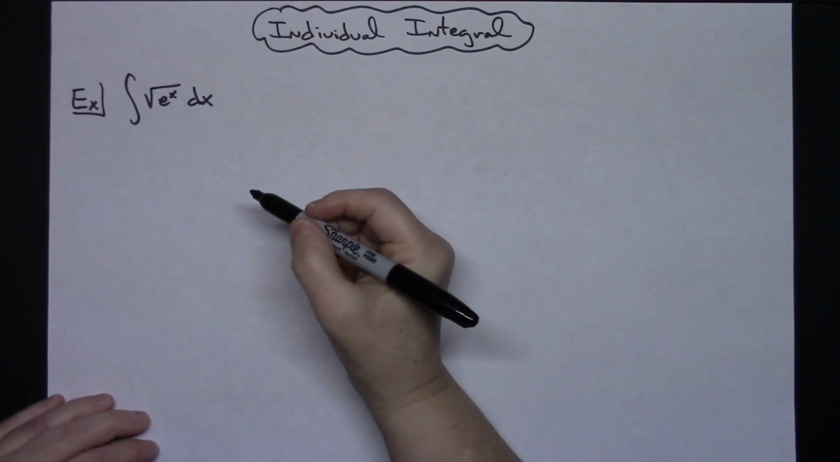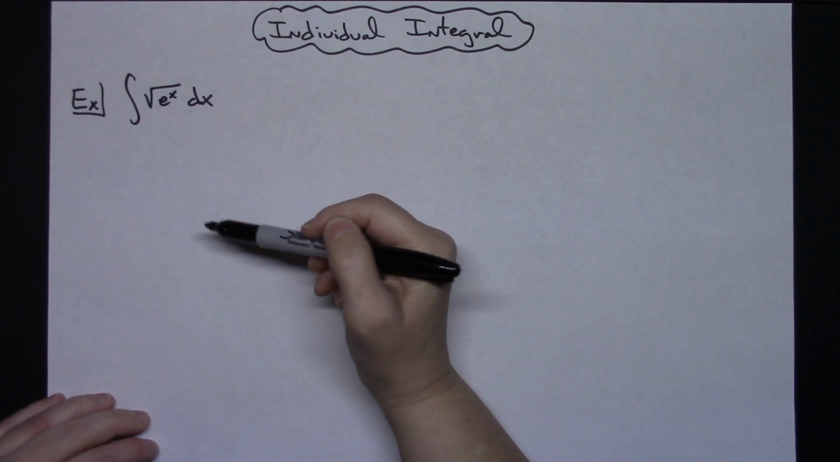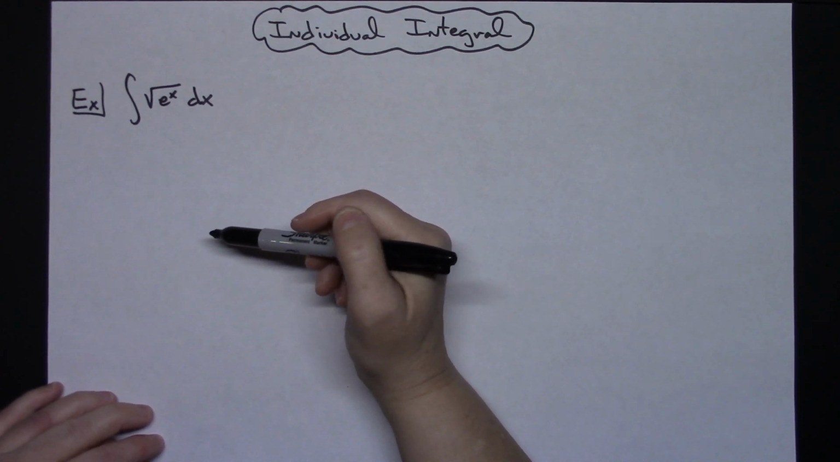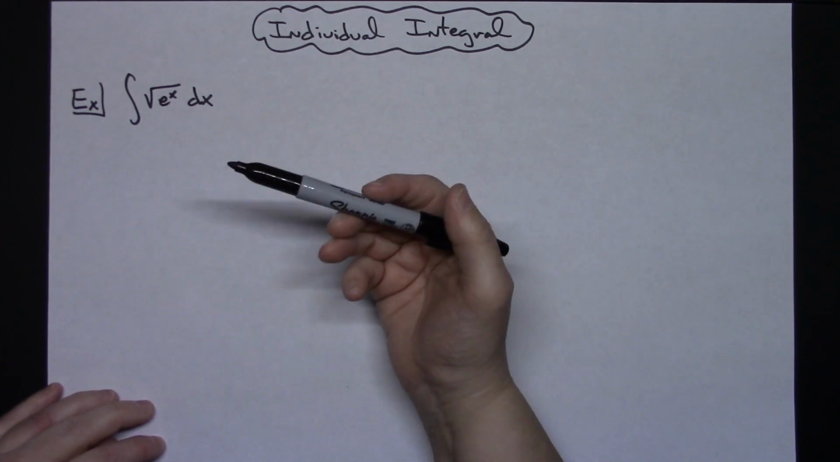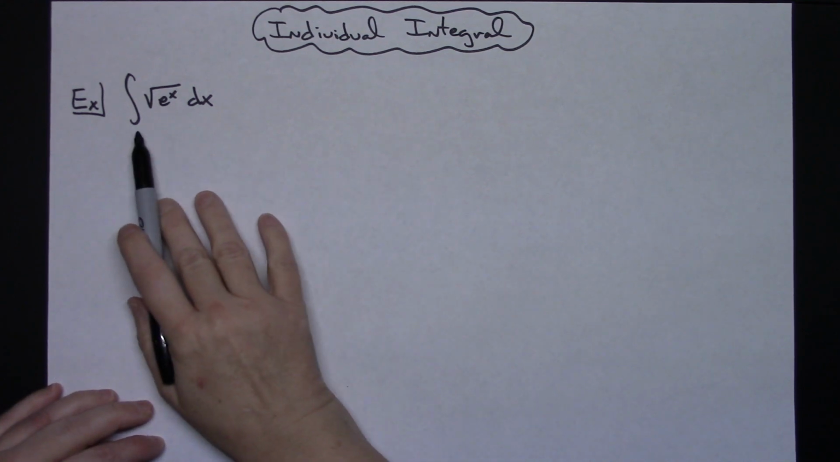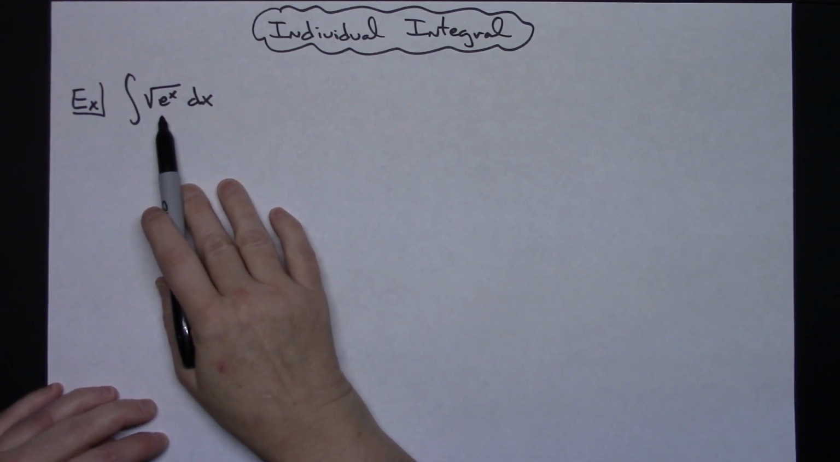In this video, I'm going to take a look at just an individual integral. It's going to be a basic u-substitution integral after you recognize what you really need to let u be. Alright, so we've got the integral of the square root of e to the x dx.